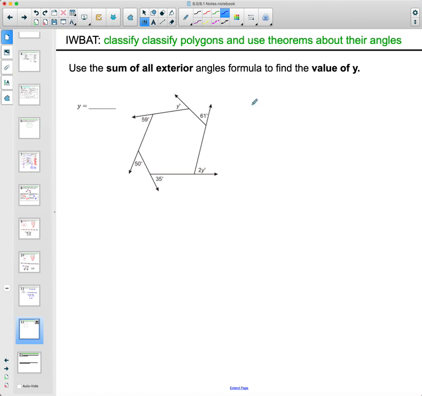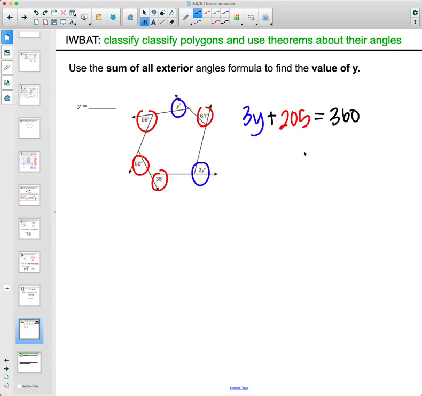So this one as well, is all exterior angles again. So we will add these together. So we have y, and if you wanted, you could look in here and see you have a y here and a y here. So y plus 2y is 3y. Plus, then all the rest of these are just integers. So 61 plus 59 plus 50 plus 35 is 205. So all of those angles total the exterior sum of 360.